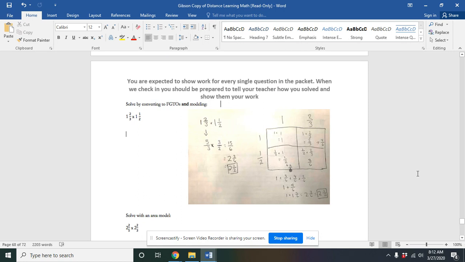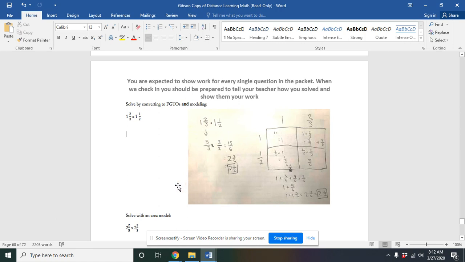Okay, solve by converting to FGTOs and modeling. So of course, this is asking you two different ways, okay? So I first did the FGTO way. You know that when you're taking an FGTO, you need to take it from that mixed number and make it a fraction greater than 1. So I made 1 and 2/3 5/3. I made 1 and 1/2 3/2. And then after that, I am multiplying them across.